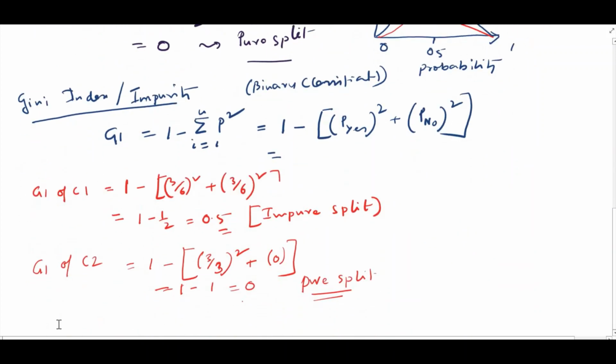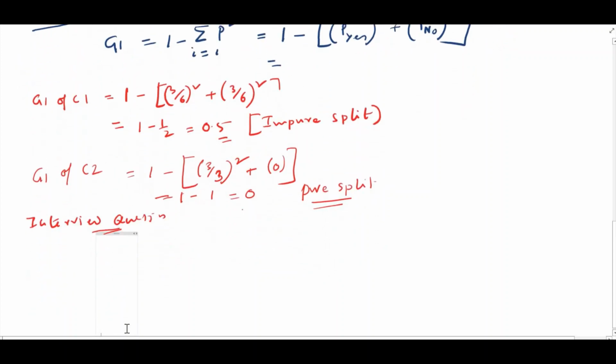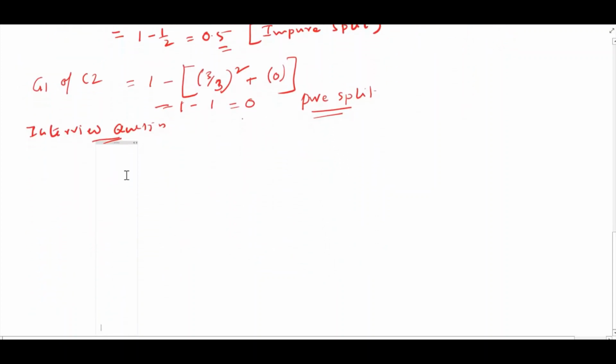Now the question is, why are two different kinds of mechanisms available when we are doing the decision tree? Why are we not sticking with one thing? This is a very big interview question actually. What's the basic difference between these two things? Let's understand that.